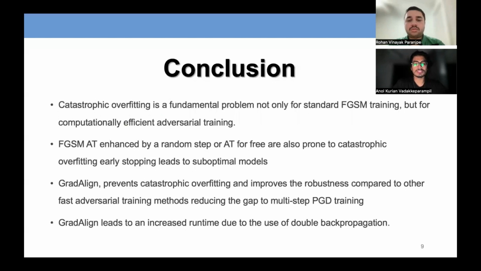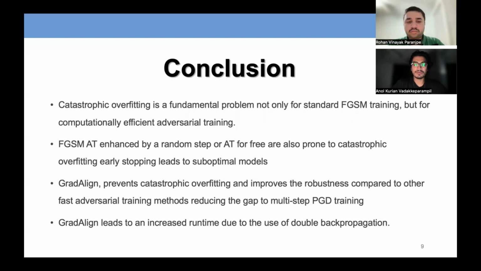In conclusion, catastrophic overfitting is a fundamental problem not only for standard FGSM training, but for computationally efficient adversarial training in general. FGSM AT, enhanced by a random step, or AT for free, are also prone to catastrophic overfitting. Early stopping leads to suboptimal models.